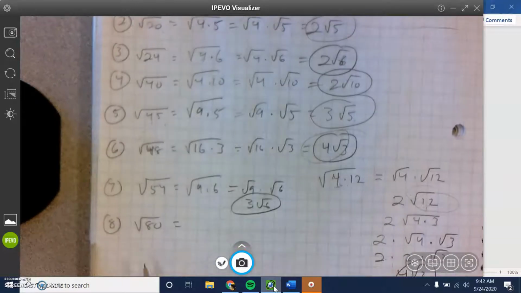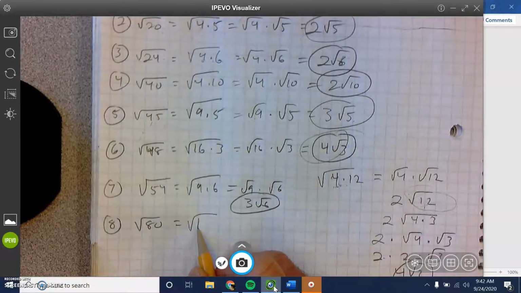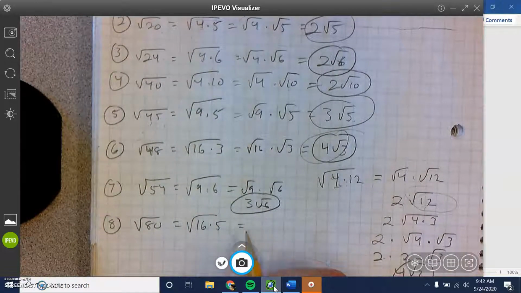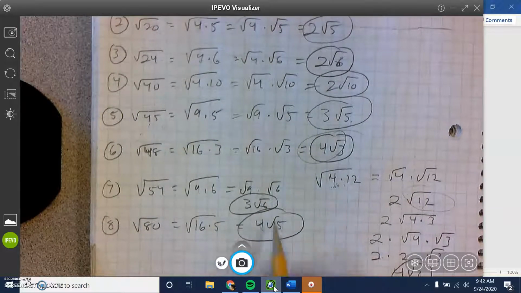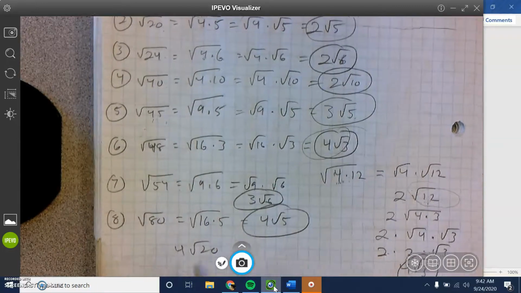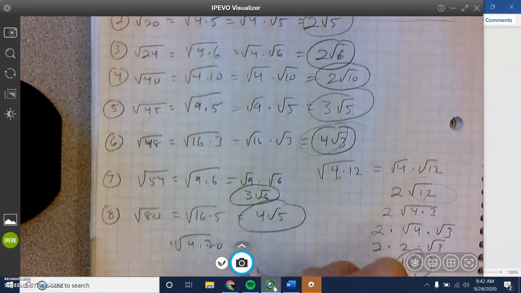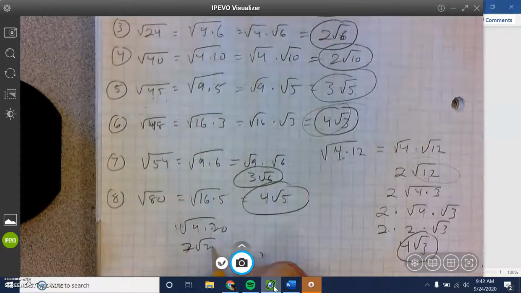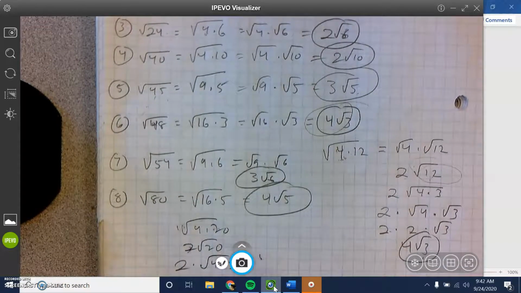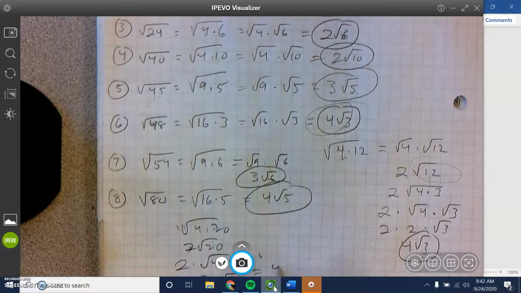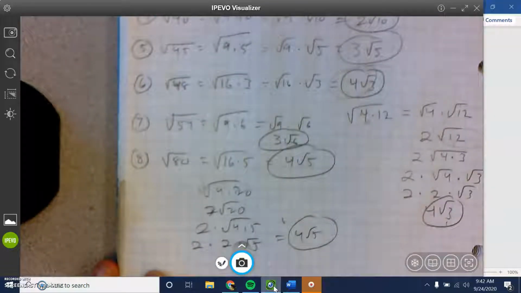Got it. Radical 80. Do it yourself. What'd you get? 16 times 5. You can do 4 times 20, but you have to do 2 steps. So that's going to be 4 radical 5. If you did 4 times 20, that would be 2 radical 20, and then that would be 4 times 5, 2 times 2 times radical 5, which would be 4 radical 5. That's what your work would be like.